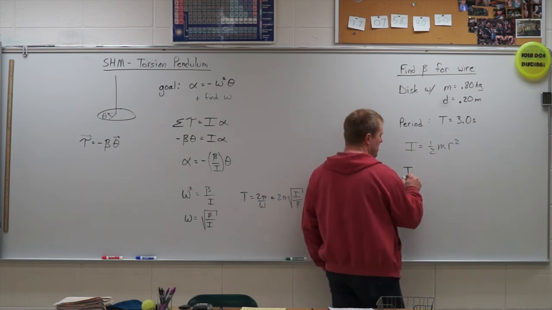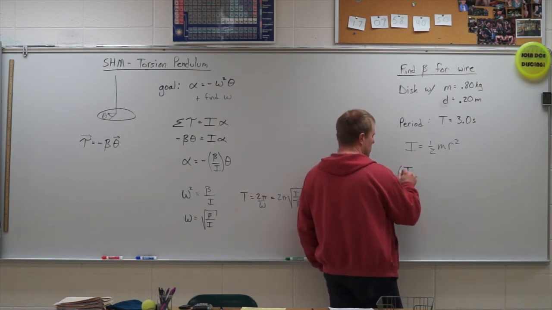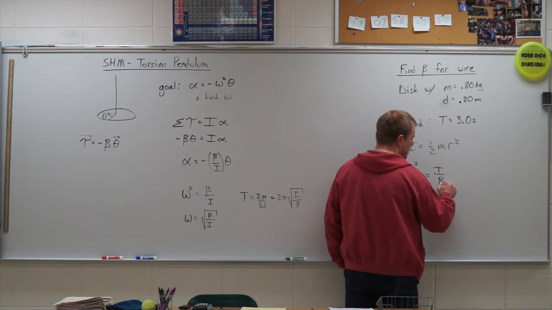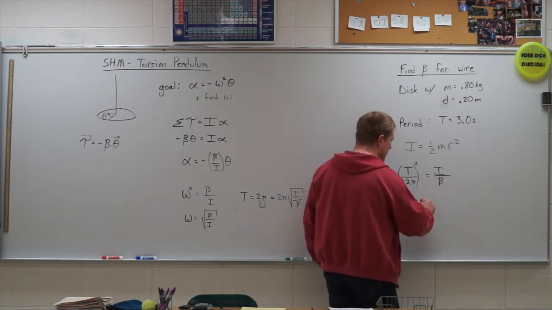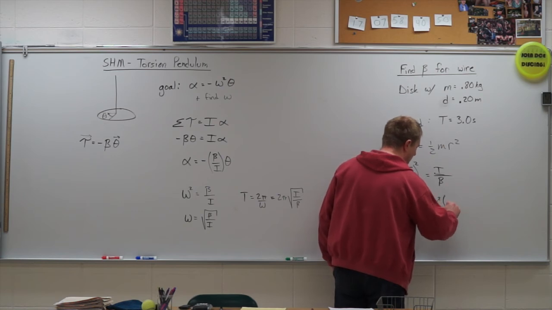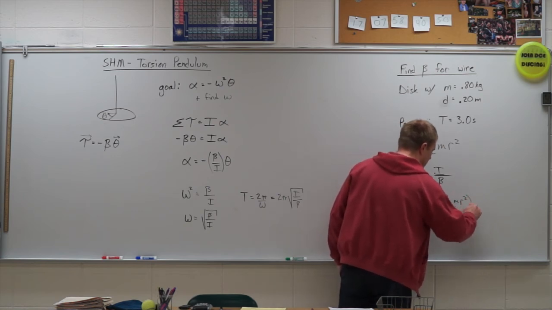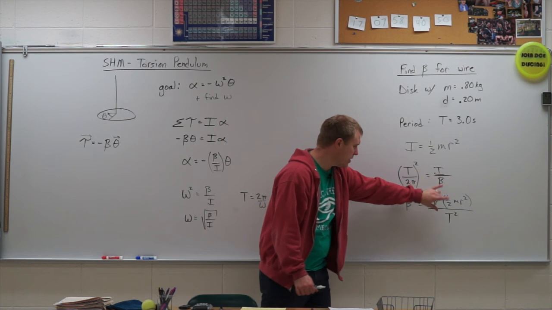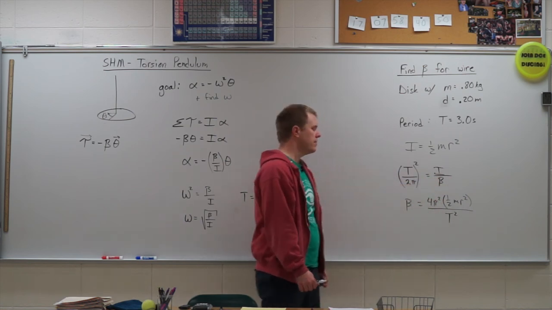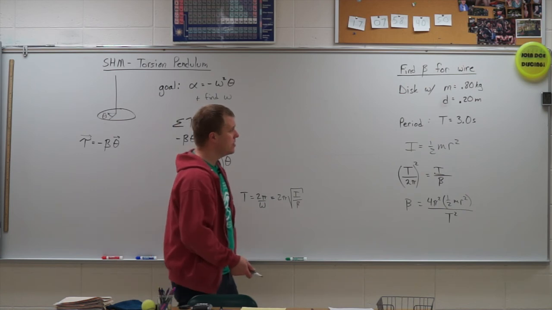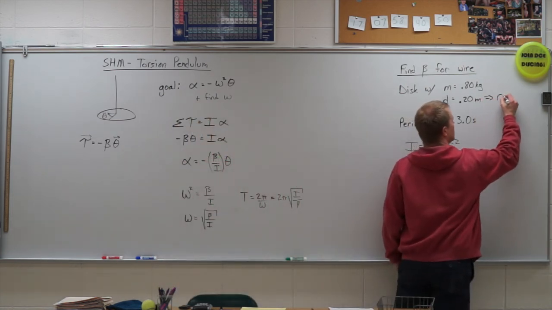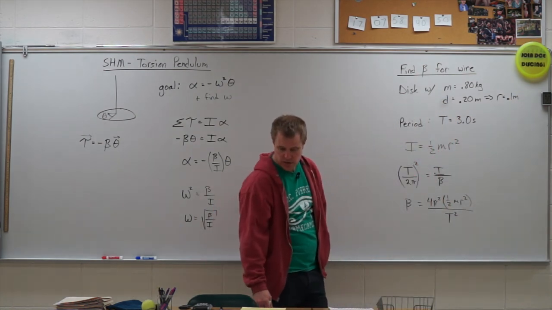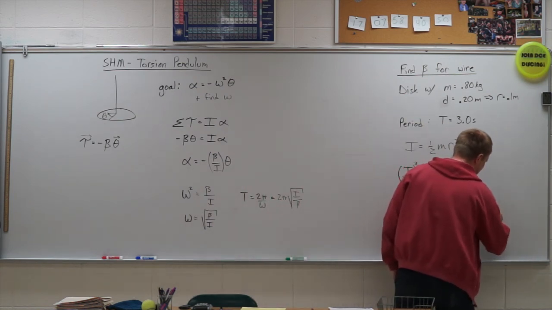Then I just need to solve for beta here. So I have the period divided by 2 pi, squared, is equal to I over beta. Now I just need to solve for beta. So beta is going to equal 4 pi squared I, which is 1/2 m r squared, all divided by the period squared. I moved the stuff in the denominator of the denominator up to the top. If I plug in my values, and notice I do have to convert, so the radius is 0.1 meters, I find I get a torsion constant of 0.017.